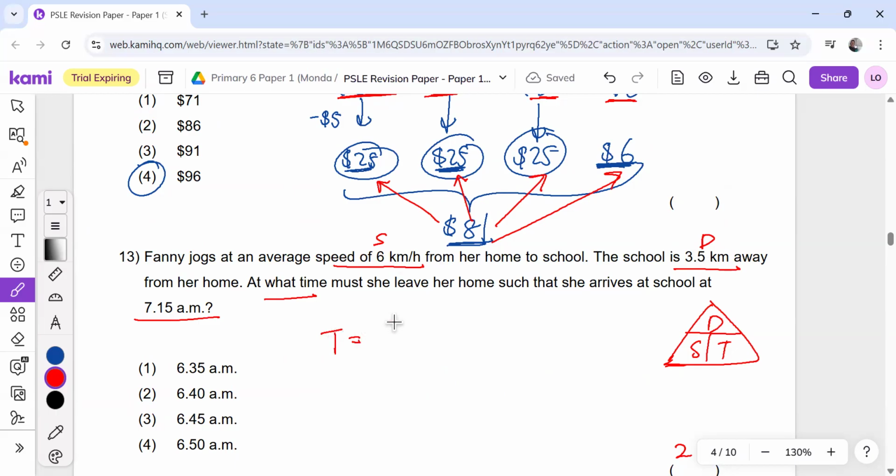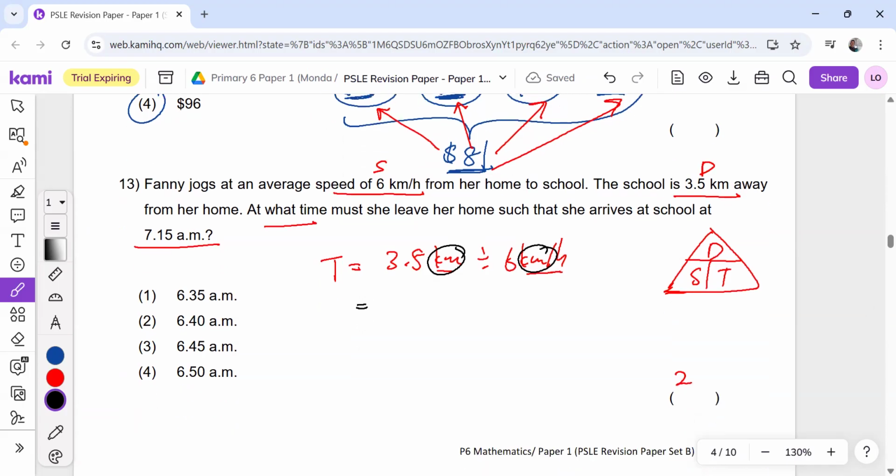Time is equal to distance divided by speed. And if you need to, write down the units so that you can see whether they are the same. And then how to divide? And you're stuck because you've got no calculator, right? Time is equal to distance divided by speed, right? No calculator. How to take 3.5 divided by 6? Mr. Tan tells you, you can actually divide. Okay, divide. So how to divide?